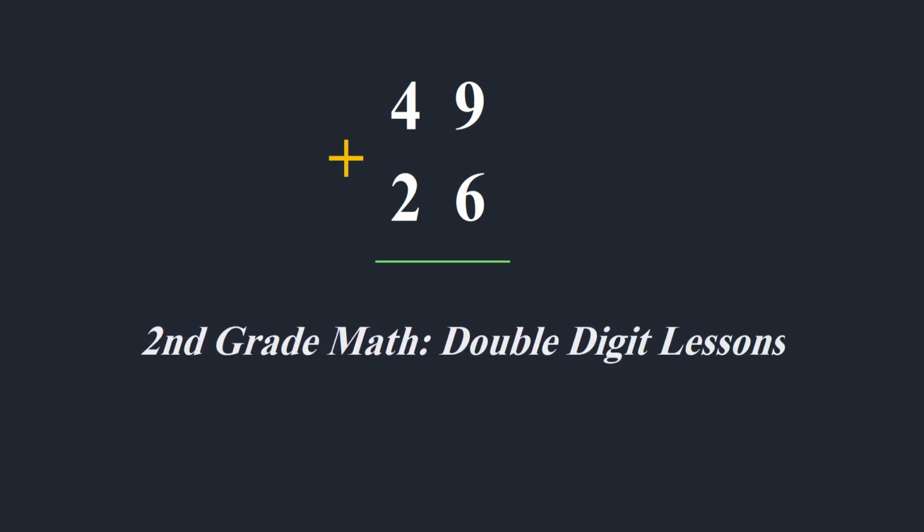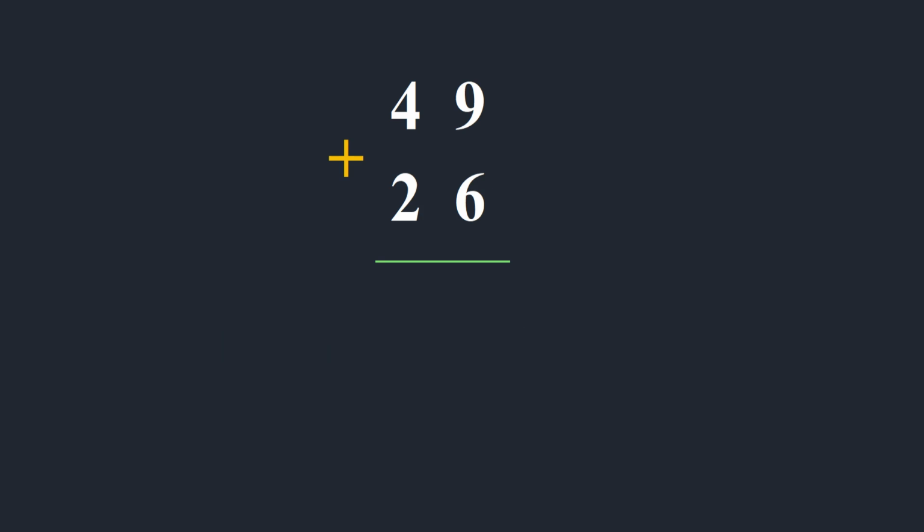In this section, let's solve this addition problem. 49 plus 26. The ones place is on the right and the tens place is on the left. We start solving the addition equation by adding the numbers in the ones place. 9 plus 6 equals 15.